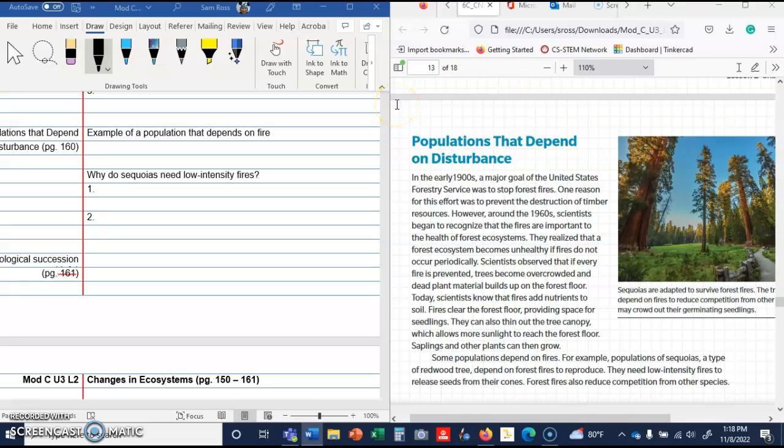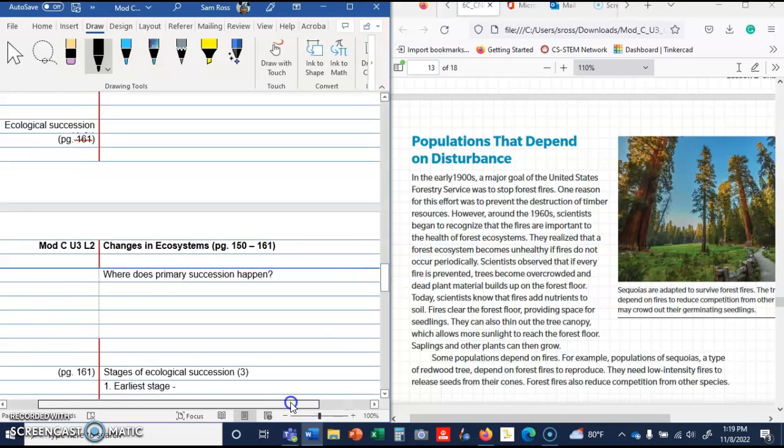So actually the example is down here. Some populations depend on fires. For example, populations of sequoias, a type of red tree, depend on forest fires to reproduce. So you could say sequoias, S-E-Q-U-O-I-A-S. And why do sequoias need low intensity fire? They need low intensity fire to release seeds from their cones and reduce competition from other species.